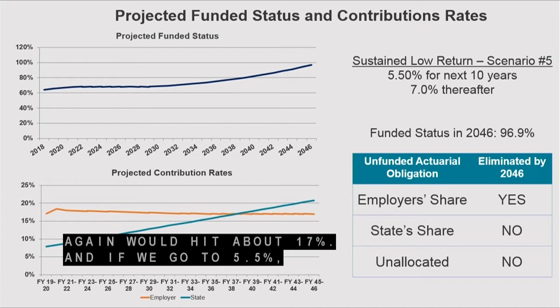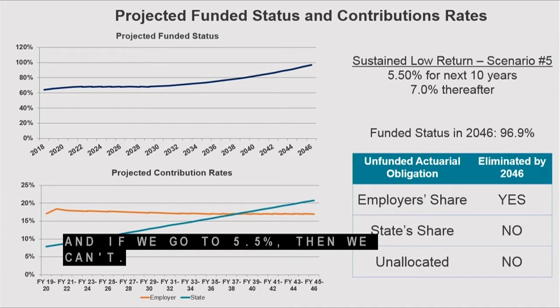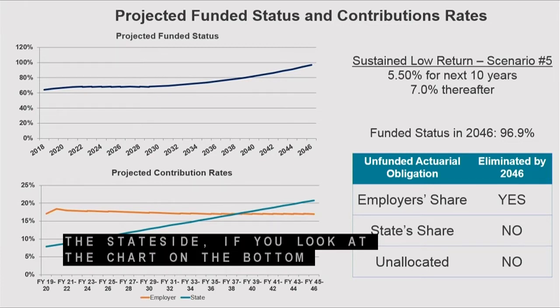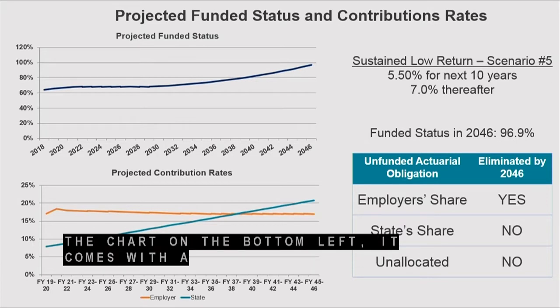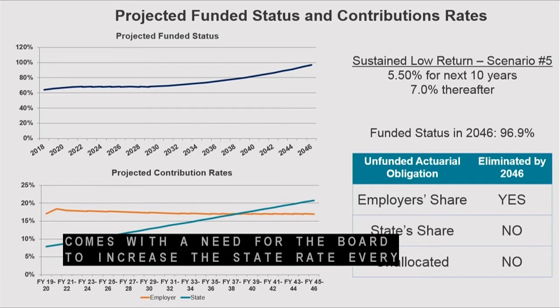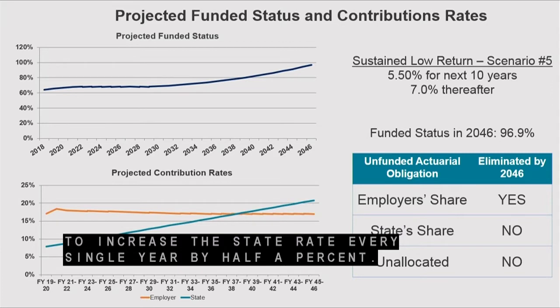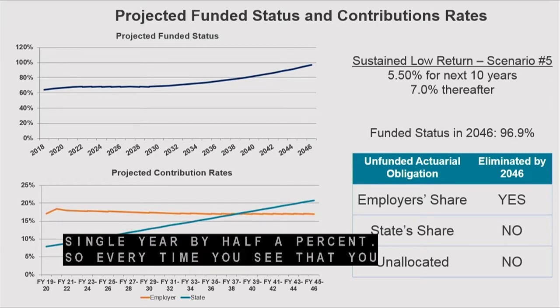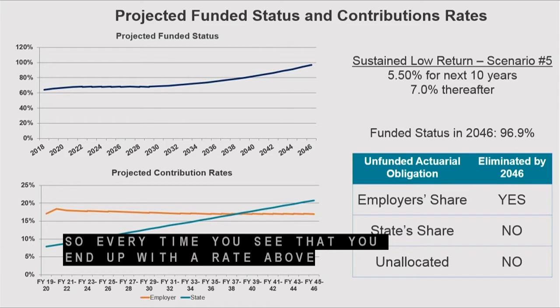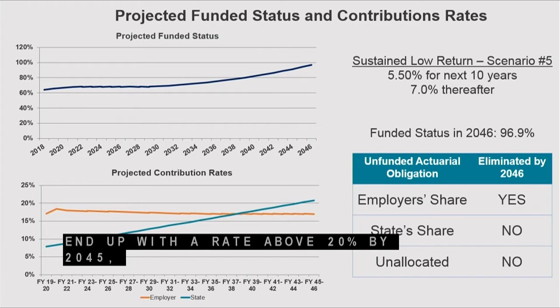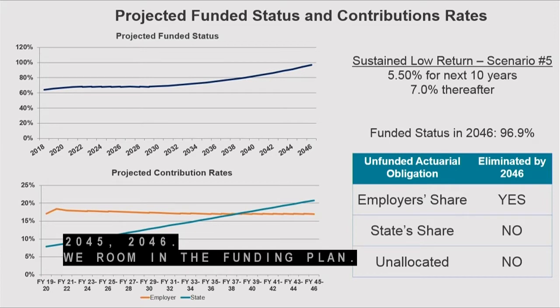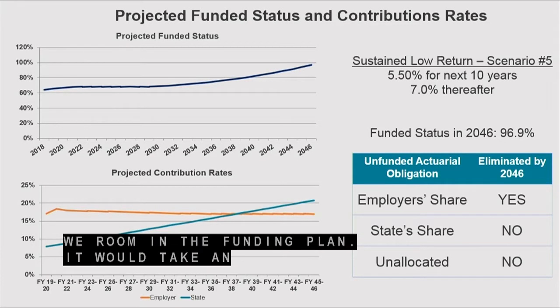And again, every time we can't on the state side, if you look at the chart on the bottom left, it comes with a need for the board to increase the state rate every single year by 0.5%. So every time you see that, you end up with a rate just above 20% by 2045, 46. So that kind of shows you we have a lot of room in our funding plan. It would take an extended period of time of low returns for us to run into issues. Any questions on this? Yeah, a couple questions.